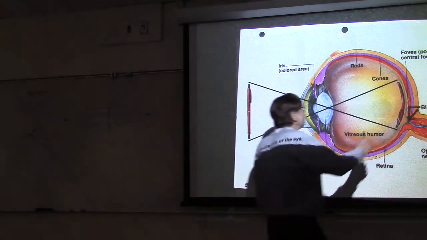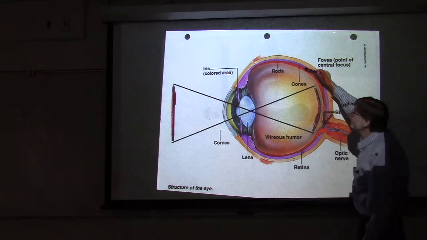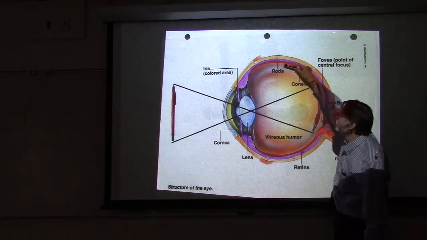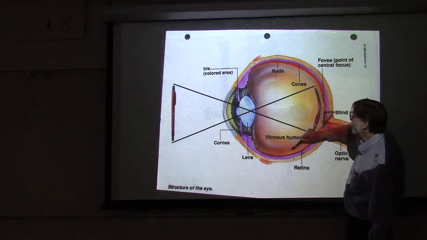The rods and the cones are mislabeled in this diagram. They make it look like the rods are the red and the cones are the purple, but there are actually rods and cones all the way around here.